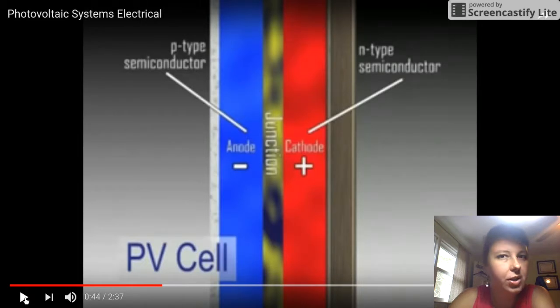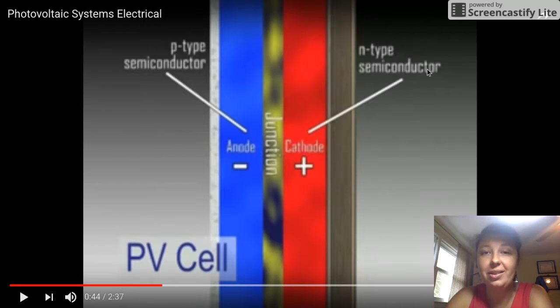I'm going to just stop really quick because as much as I like this video, there is a little mistake in the video. Notice that they have the cathode and anode correct in their symbolism here, but where they've named the semiconductors is wrong. This should be the P-type conductor up here, and this should be the N-type conductor over here.